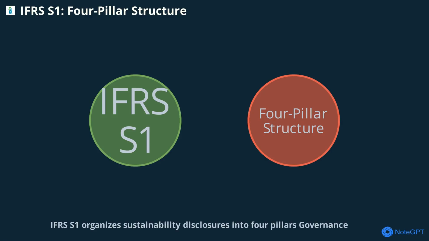IFRS S1 organizes sustainability disclosures into 4 pillars: governance, strategy, risk management, and metrics and targets. Governance covers oversight processes, strategy addresses management of sustainability risks, risk management focuses on identification and monitoring, and metrics and targets track performance. This structure ensures comprehensive, decision-useful reporting for investors and stakeholders.